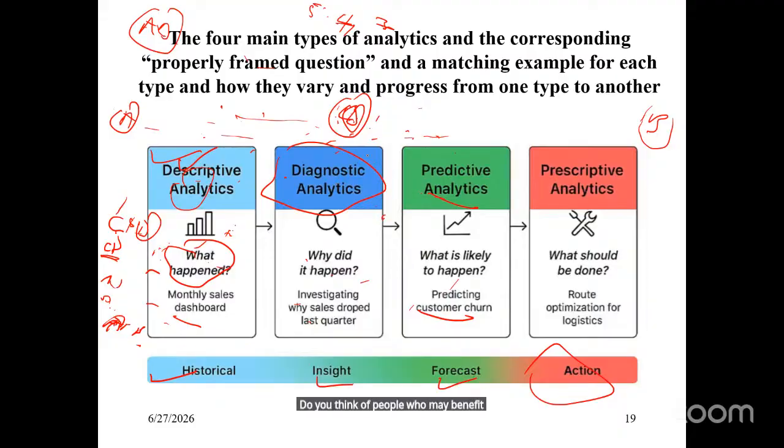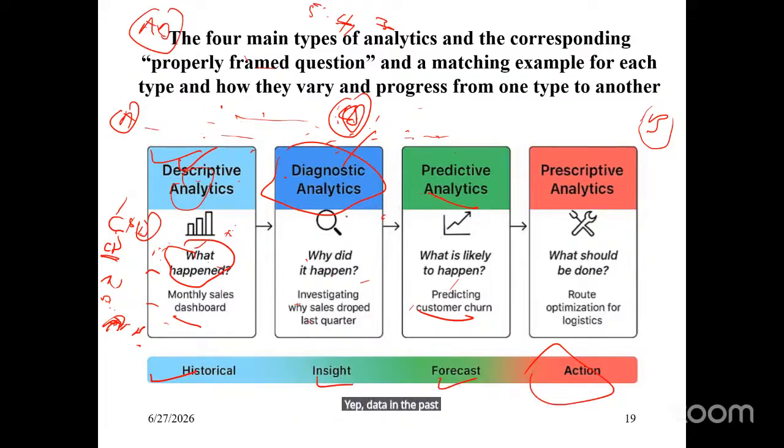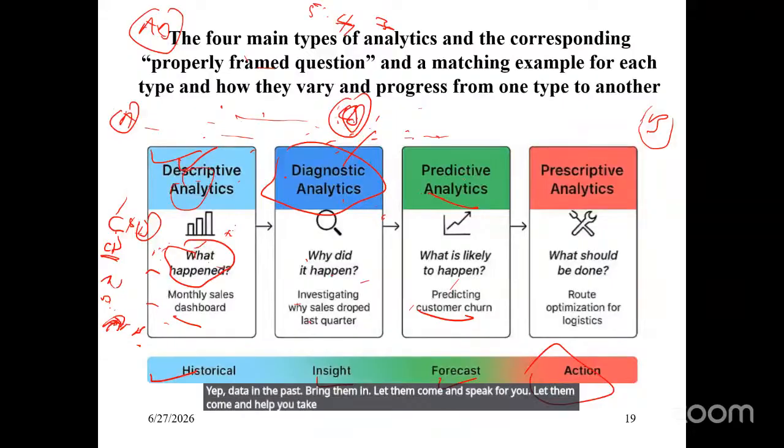For diagnostic, depending on the problem you are solving, you may want to do feature selection to identify what are the most important compounds in the experiment you are doing. You have data in the past, bring them in, let them come and speak for you. Let them come and help you take informed decisions.